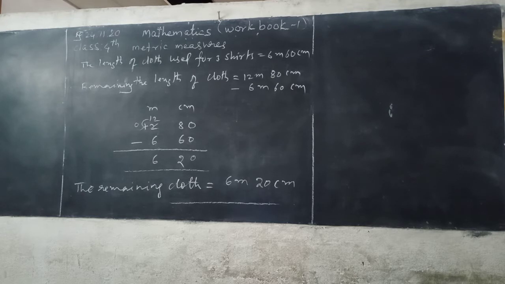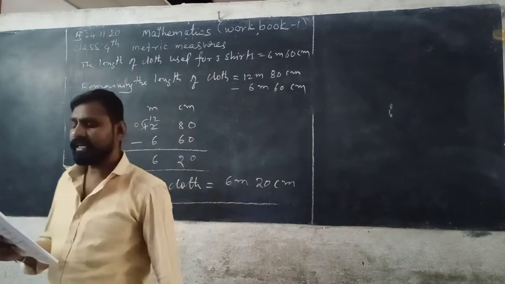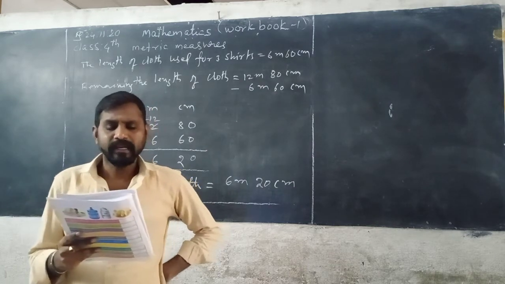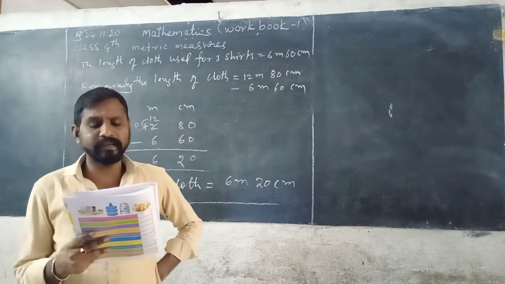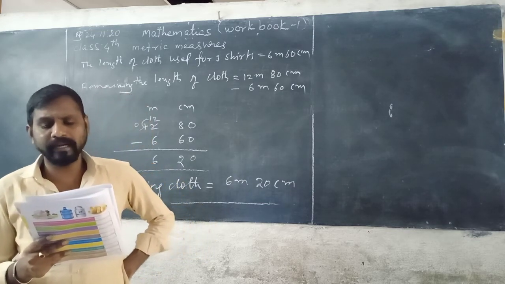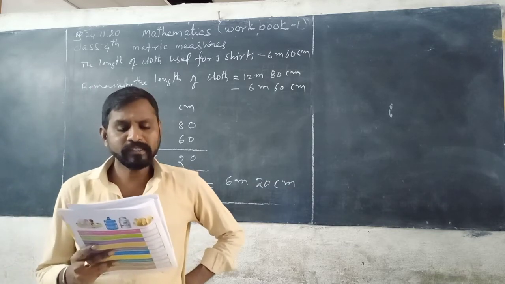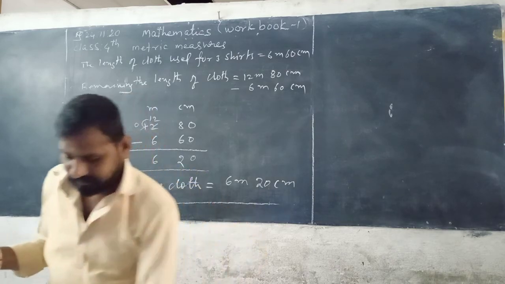Now next one beta, listen carefully. A tin has 3 liter 400 milliliter of paint. Another tin has 5 liter 750 milliliter of paint. Both tins are emptied into a large empty tin. How much paint does the large tin hold now?